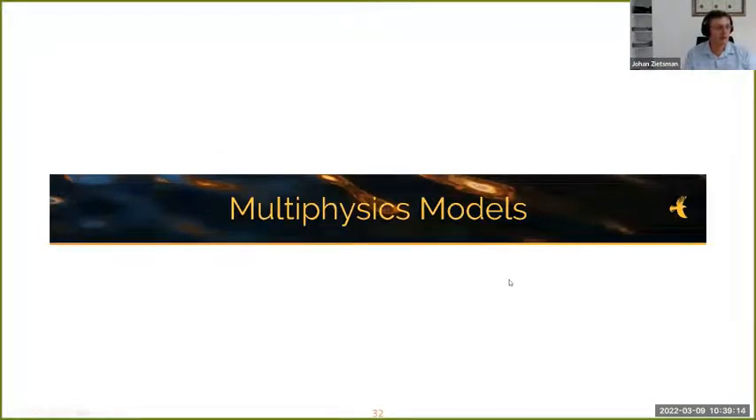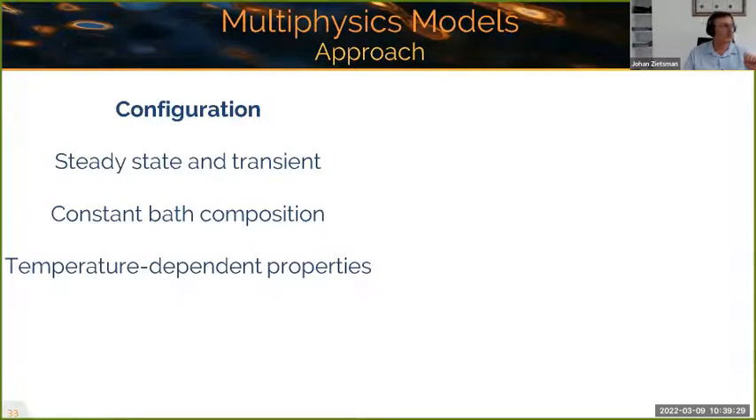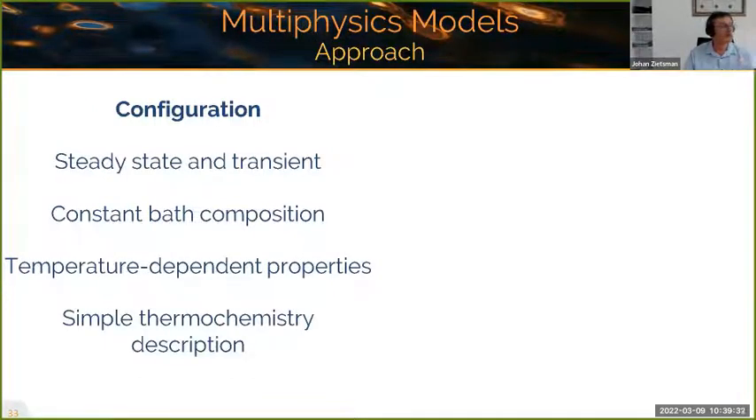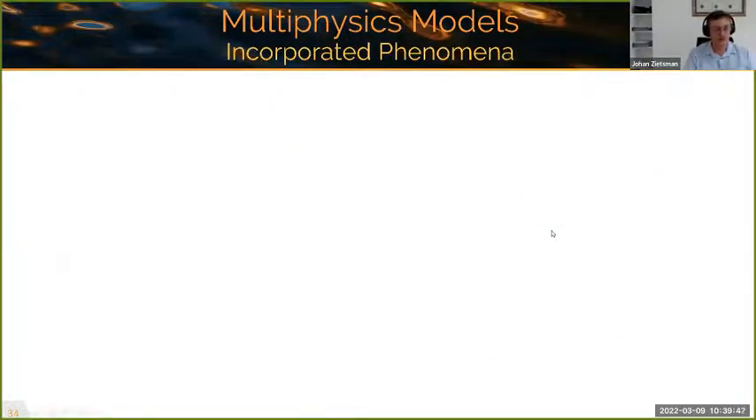If you go to the most sophisticated type of model, multiphysics models, then we can use steady state and transient calculations. We mostly at the moment do steady state calculations. We have to use constant bath compositions, temperature dependent properties, and a simple thermochemistry description. Because if we go any more sophisticated than this, then the models just take so long to execute. The uncertainties are in general material properties and kinetic effects. Now, those are reaction kinetics that I'm referring to.